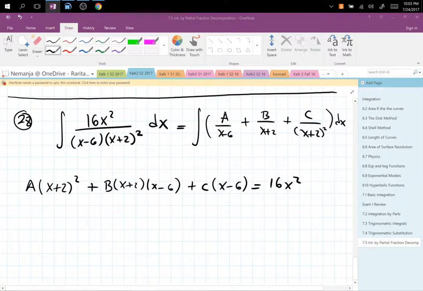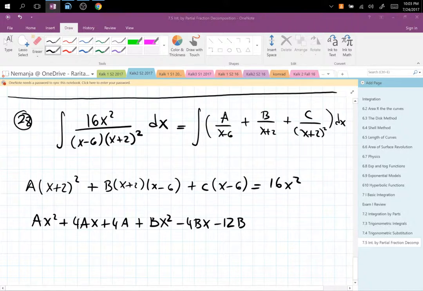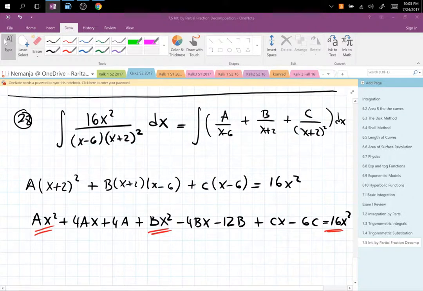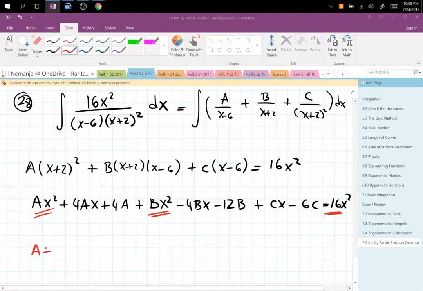So we have Ax squared plus 4Ax plus 4A, plus Bx squared minus 4Bx minus 12B, plus Cx minus 6C equals 16x squared. So now, again, color coding with the x squares. That gives me A plus B is equal to 16.